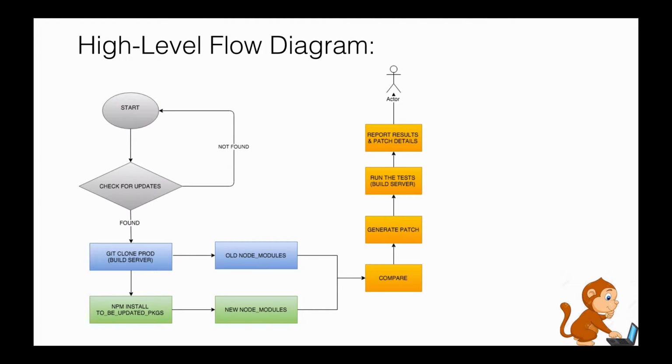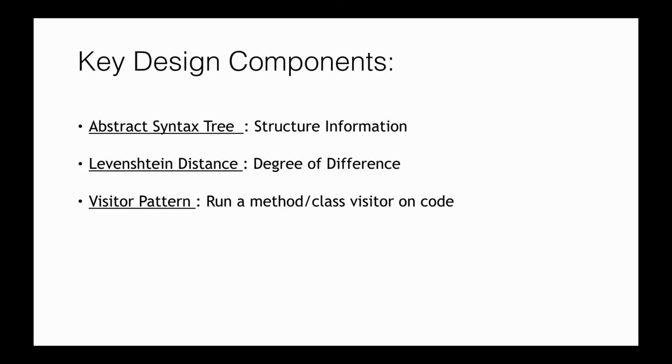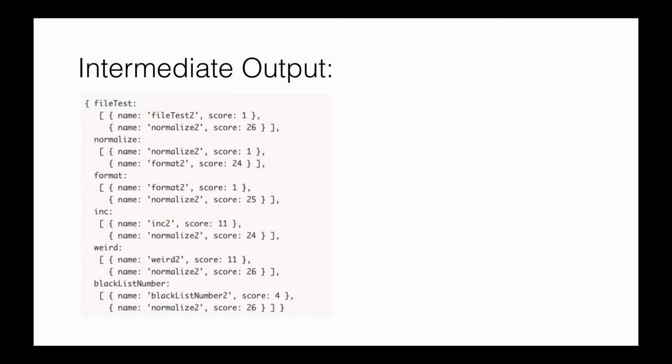So there is a high level flow diagram where we are using old modules and new modules, and that we are using to compare and generate patches and run the tests and report it to the developer. So these are the key design components that we have used: abstract syntax tree, Levenshtein distance, and the visitor pattern. So this is an intermediate output. So here we have the file test, and the closest match is file test 2 with the score 1. So the lower the score, the more similar it is.